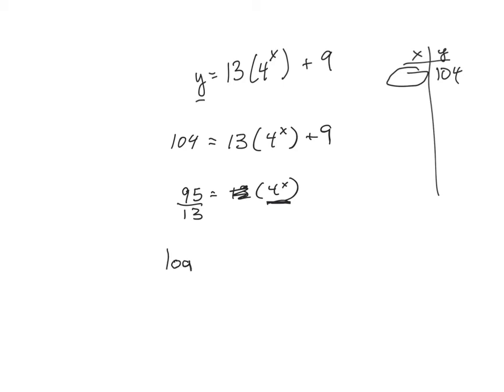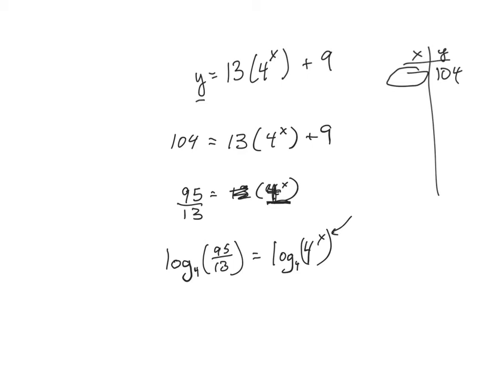I'm going to say the base, but I want you guys to say it before me. So what base are we doing? This is the base of 4. It's 4 to the power of x. We're going to do log base 4 of 95 over 13 equals log base 4 of 4 to the power of x. And the log base 4 of 4 to the anything is just itself.